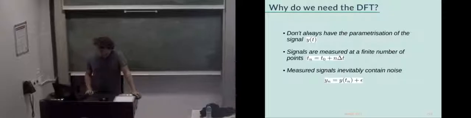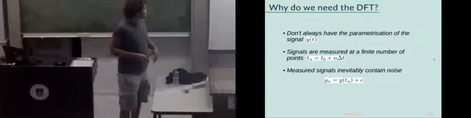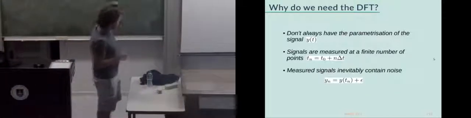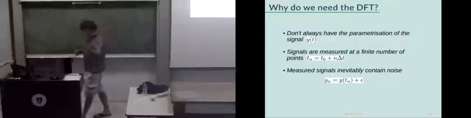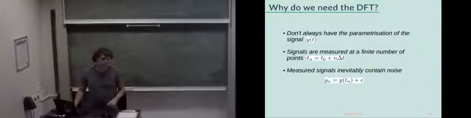So in practice, we have discrete measurements made at discrete times, which are denoted by Tn, a starting time plus n, the index that labels your samples, times the sampling interval delta t. Something we won't really talk about, but that also enters into consideration for the DFT, is that real signals inevitably contain noise, and discrete Fourier theory can often be used to filter out noise.